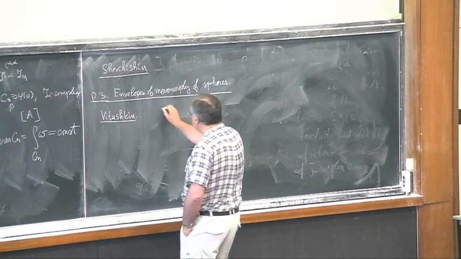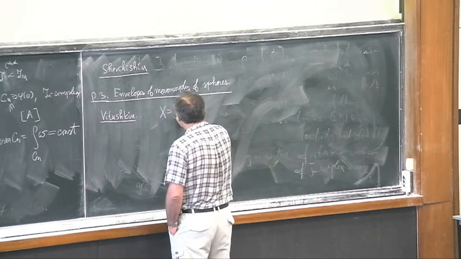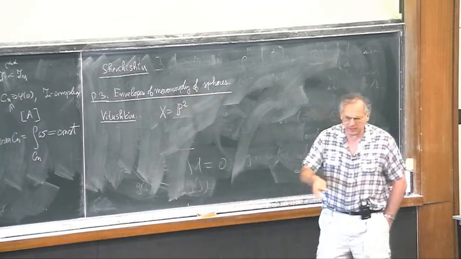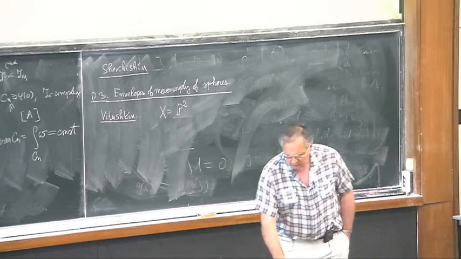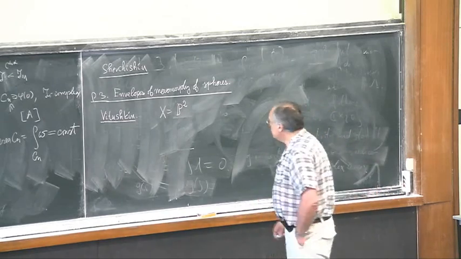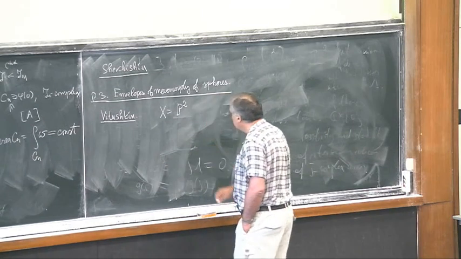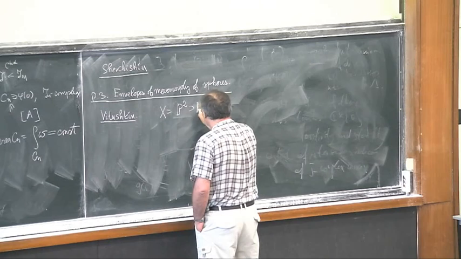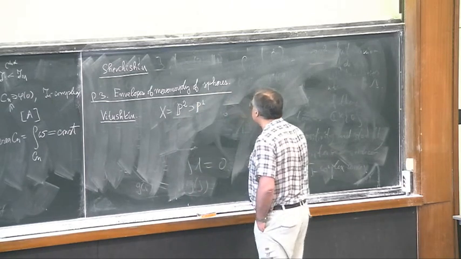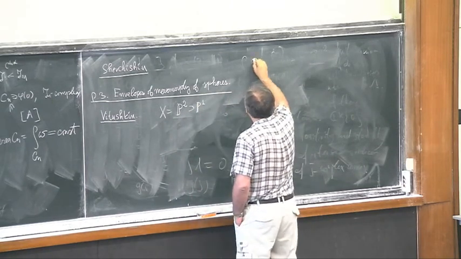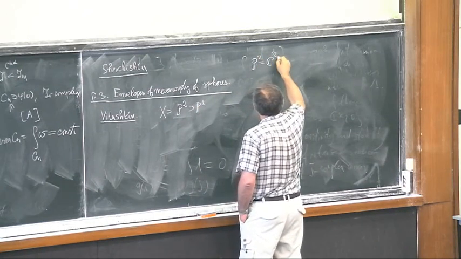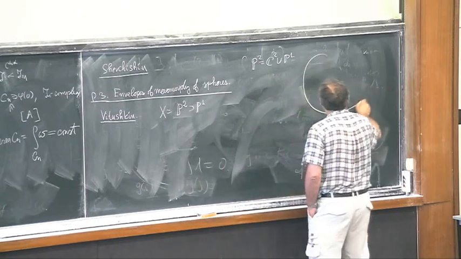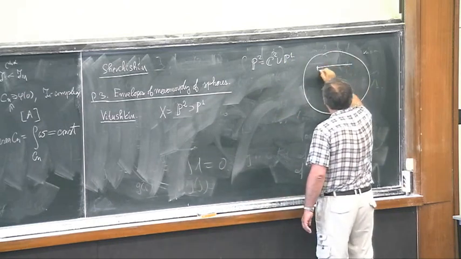You take as a manifold P2. I will work only in the most simple case now. Maybe I will state the general theorem, but I will prove only the simplest case. So you are in P2. Then P2 contains P1 as a line at infinity. So actually P2 is C2 plus P1. So this is a line at infinity.